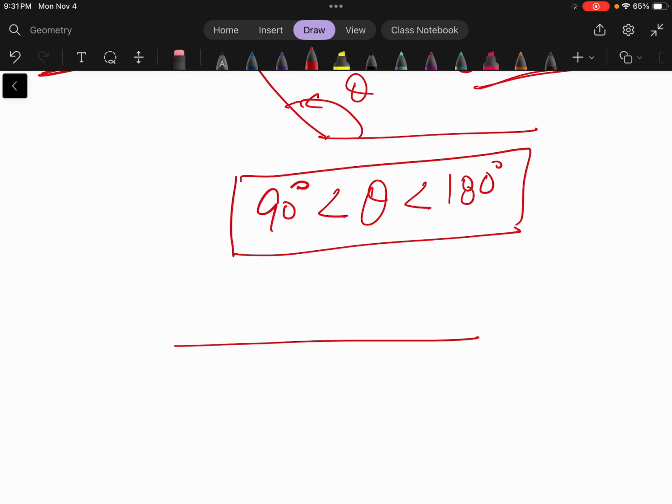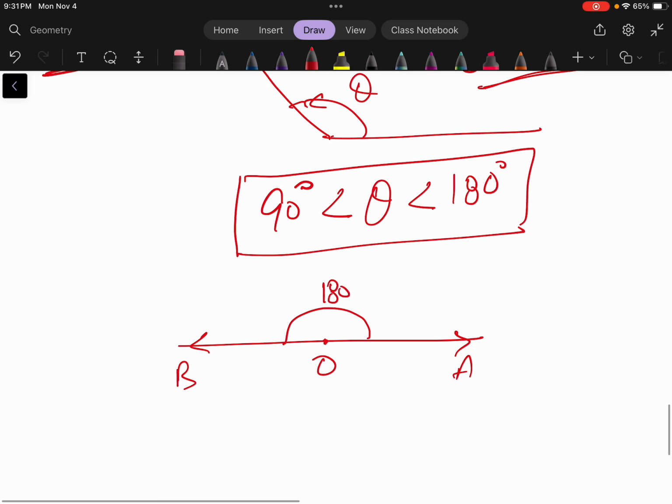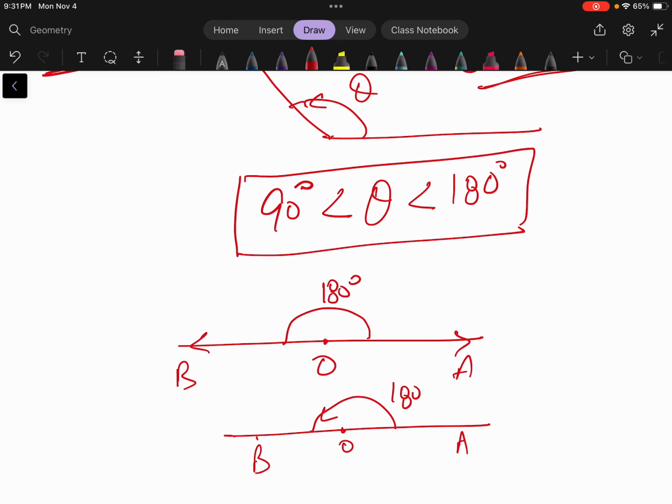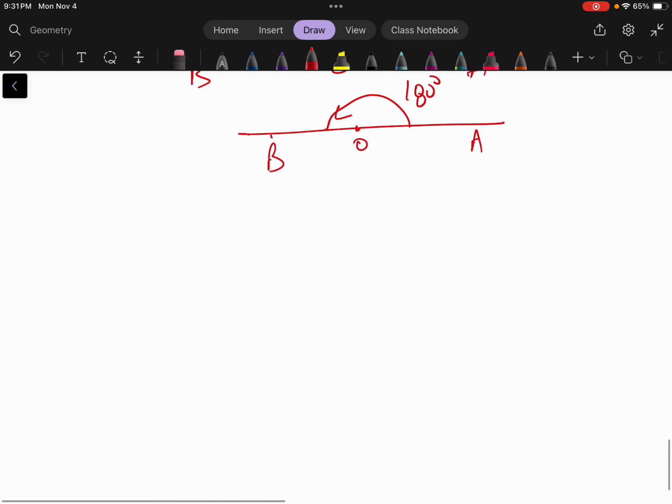Now we will have a straight angle. Straight angle means, like, this is a point O, the starting point, A will be in this direction and B will be in this direction. If anybody asks what is the angle between A and B, this angle is 180 degrees. If we have a straight line and a point O is given, and somebody asks what is the angle between A and B, they are asking about this angle, which is 180 degrees.